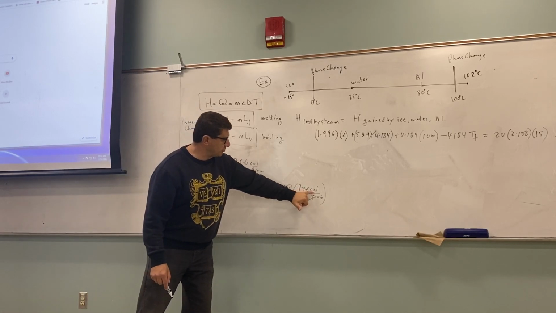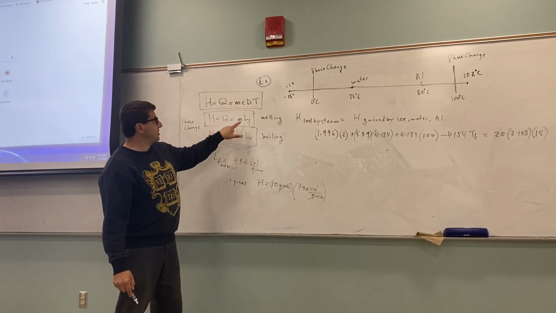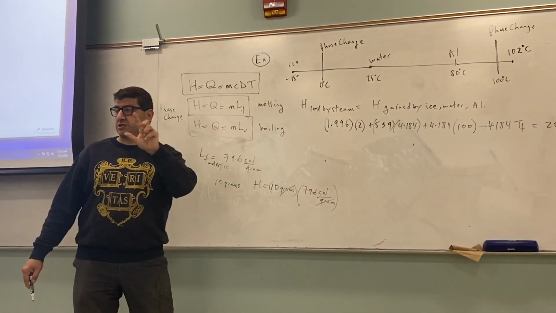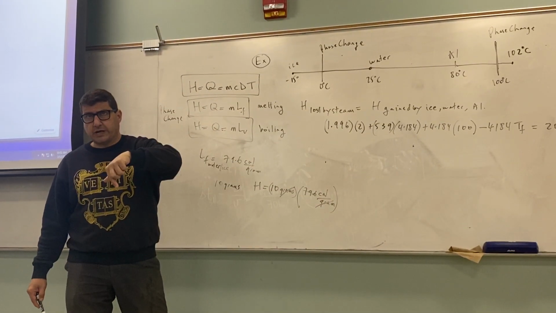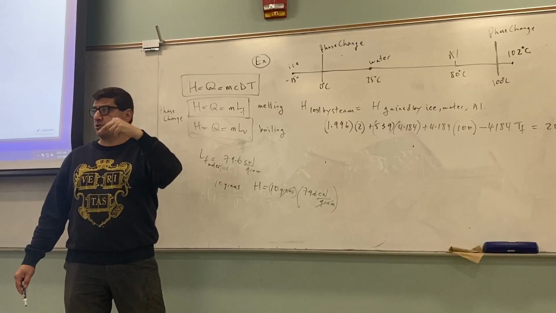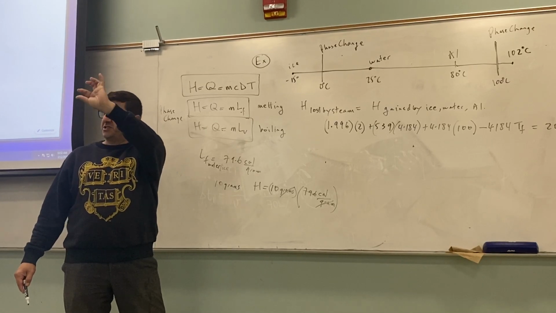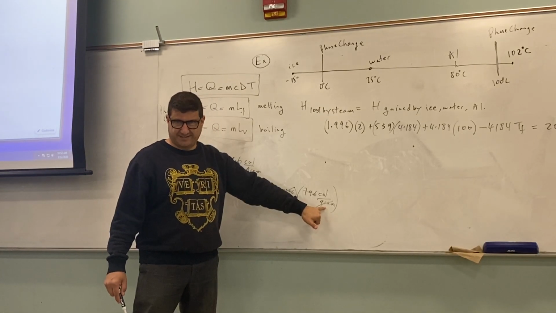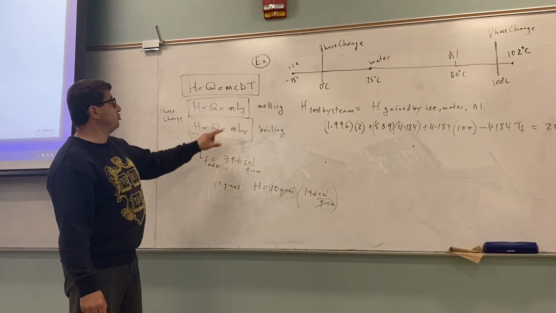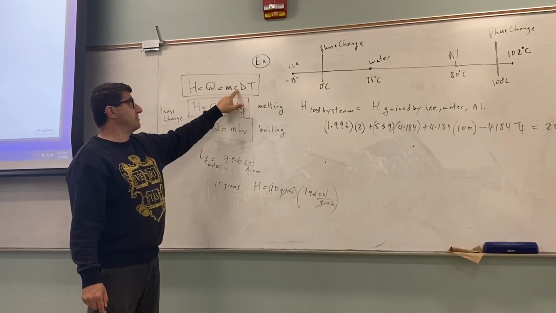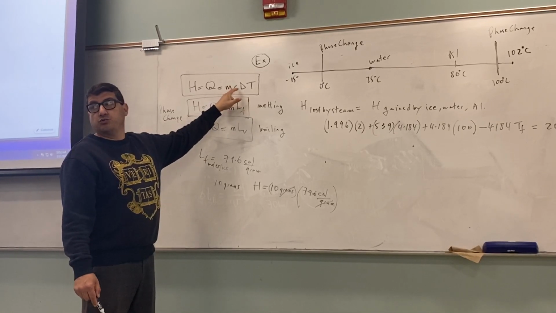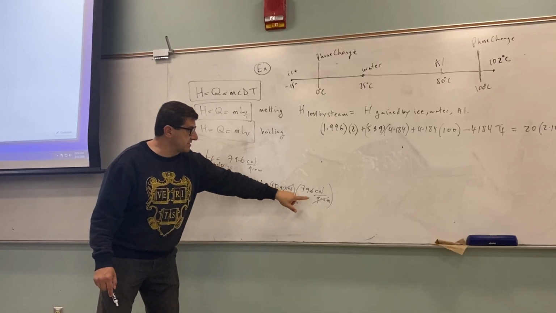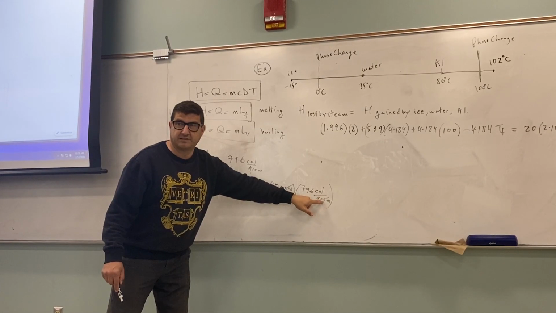So this is calories per gram. The units of heat of fusion are calories per gram or joules per gram or joules per kilogram or food calories per kilogram, as long as the top unit is energy and the bottom unit is mass. But the units of specific heat are slightly different. It has to be joules per gram per Celsius. See, this one doesn't have Celsius on the bottom.